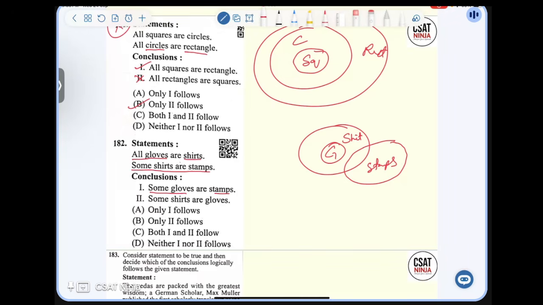If there's no direct relation, that will not follow. If you look here, there is no direct relation between clothes and stem. That's the reason why this option will not follow. This conclusion will not follow.